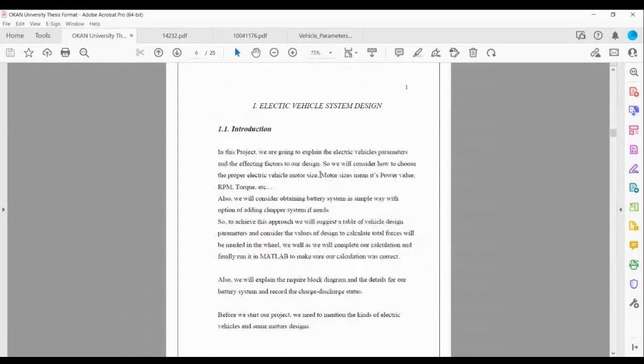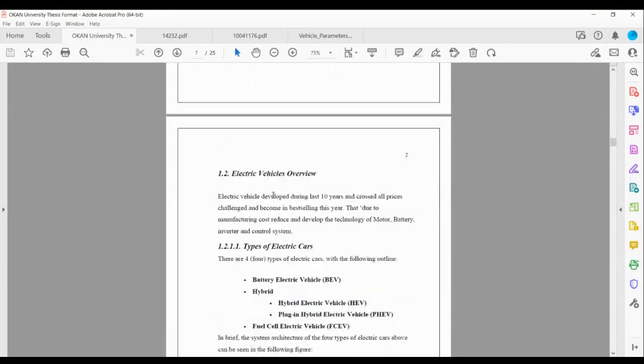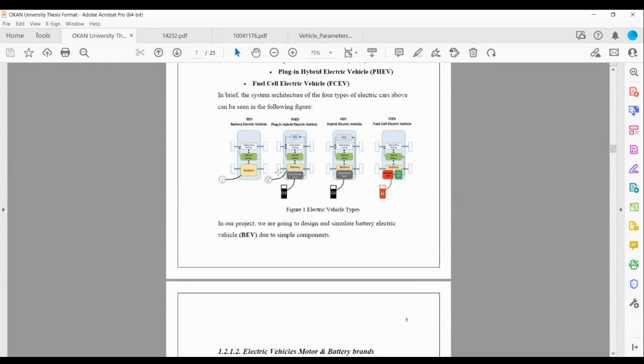Okay. Classical introduction: why we can design an electric vehicle, what's our aim, etc. And then you can start the part on the electric vehicle. What's the type of electric vehicle? What are the parts of an electric vehicle? Battery, powertrain, driver profile, vehicle, longitudinal parts, etc. And then which type of electric vehicle you selected.